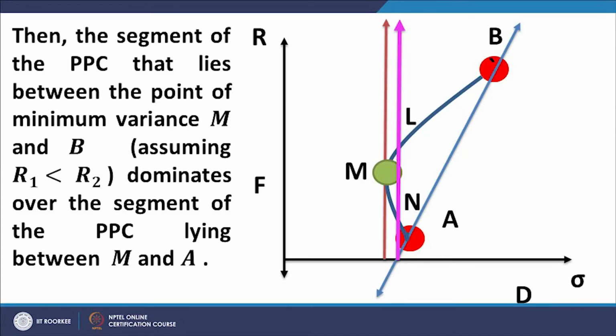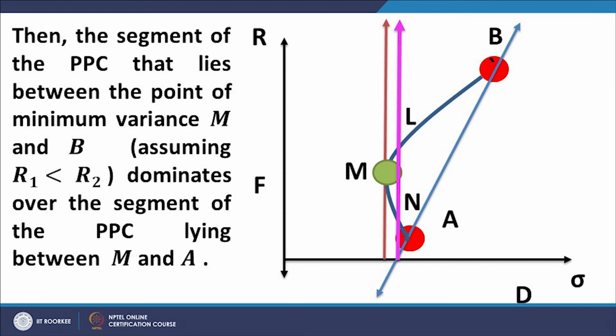What does it mean? Let us say the points are given by L and N. Now, what happens if you look at the points L and N? There is a very interesting inference. L and N have the same level of risk in terms of standard deviation, because this line LN is parallel to the y axis. Because it is parallel to the y axis, the two points L and N are equidistant from the y axis. That means they have the same level of risk.